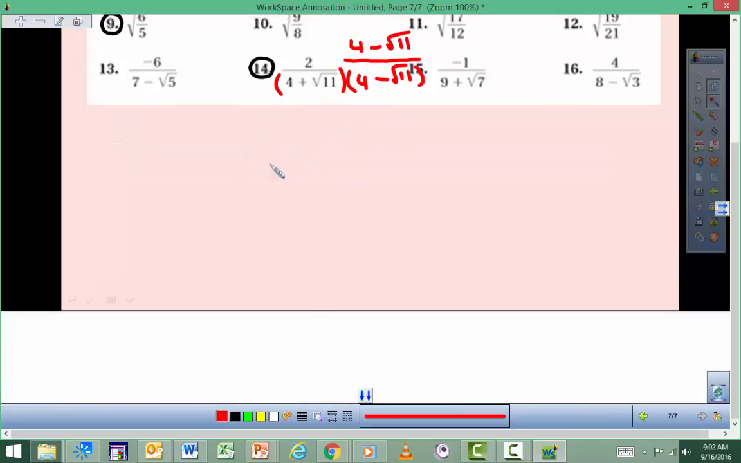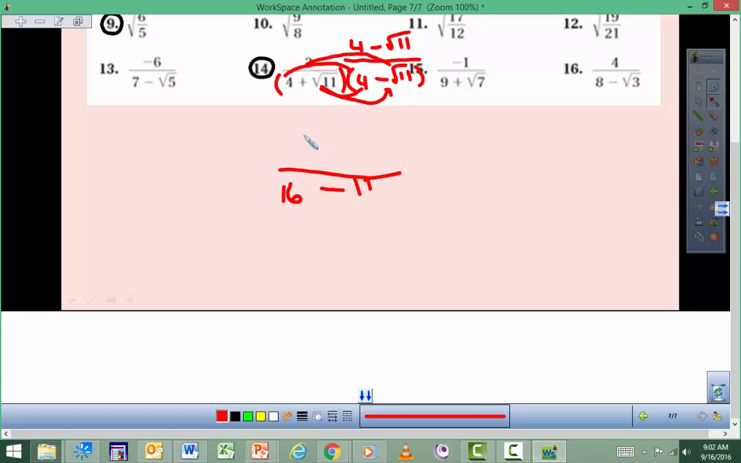So multiplying this out, you get 4 times 4, which is 16. Now, keep in mind, the middle terms are going to subtract off. 4 times that one, 4 times this one. That's going to give you the 0. And then finally, you're going to do square root 11 times square root 11, which is simply 11.